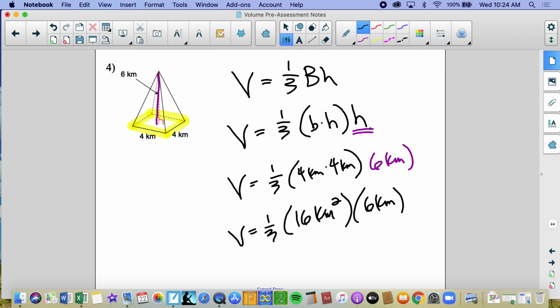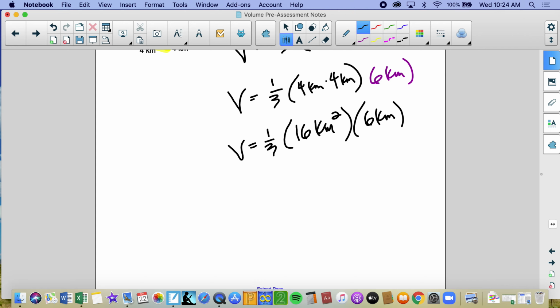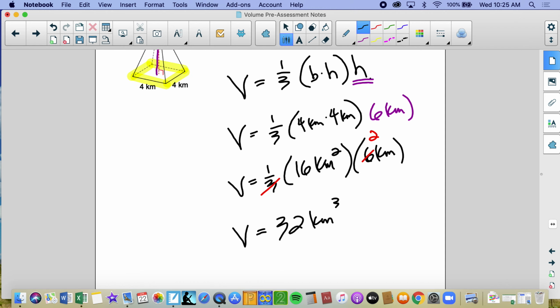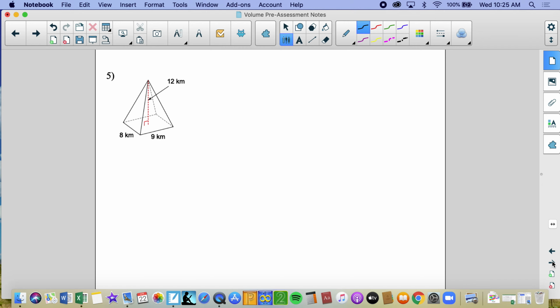And here's where we're going to do some efficiency. We have 1/3 times 16 times 6. I can cancel that denominator with this numerator. And that's much more efficient. And now I'm just multiplying 16 kilometers squared times 2 kilometers, which gives me 32 kilometers cubed. So that is the commutative property. We're multiplying across the board. We can cross-cancel that denominator with a like multiple. Let's look at the next problem.